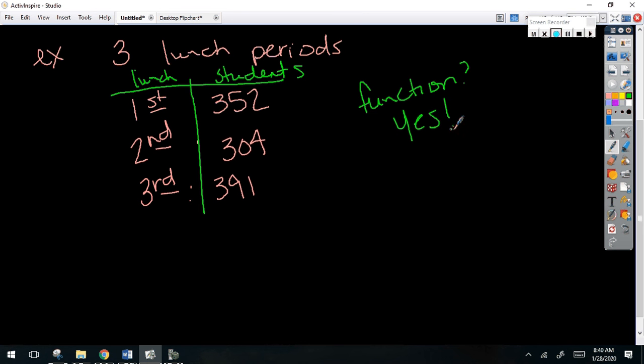Is this a discrete function or a continuous function? Why? Exactly. Good job, y'all. It's just points, right? It's 3 different points. There's no line that connects them. Everybody okay on that? All right, let me talk about the graphs for just a second.